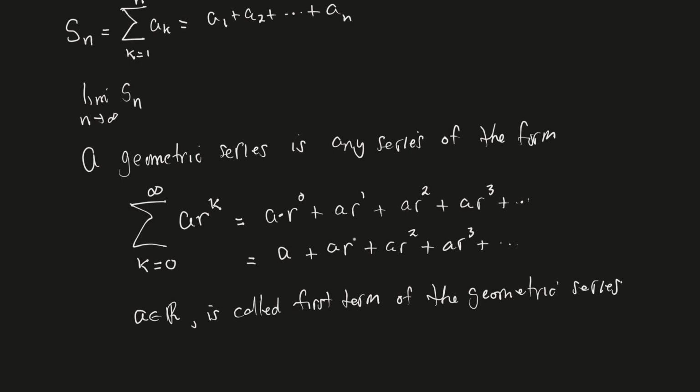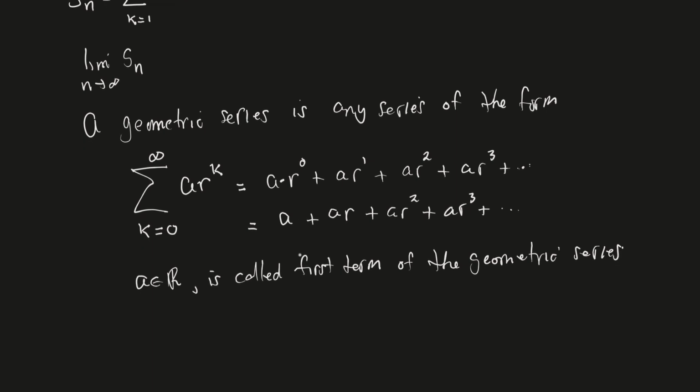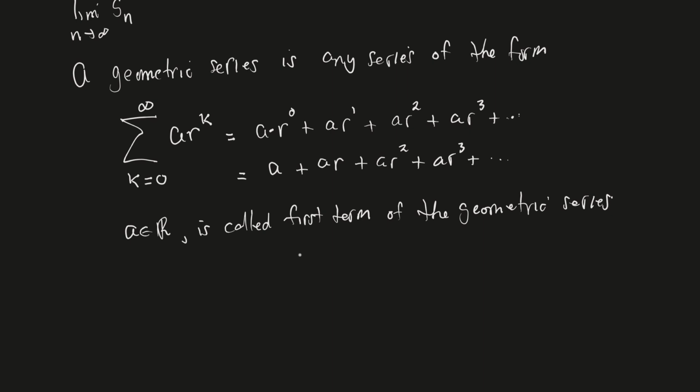Right? And r has a special name as well, but before I give you the name, let me give you a motivation for where the name comes from. So let's say, in fact, let me write out a few more terms. So for instance, the nth term of this series would be a times r to the n minus 1, because my counter is starting at 0, right?